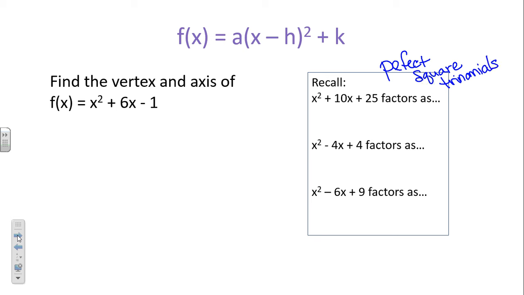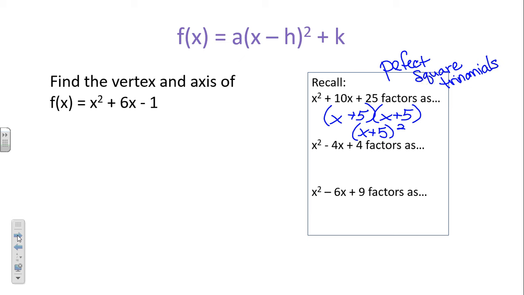Does anybody know why they're called perfect square trinomials? What do you think, John? Good. Both of the factors are the same number. Do you see this perfect square here? 25. If I factor this, I will get what? 5 and 5, and the signs are both positive. So it could be written as x plus 5 quantity squared, a binomial squared.